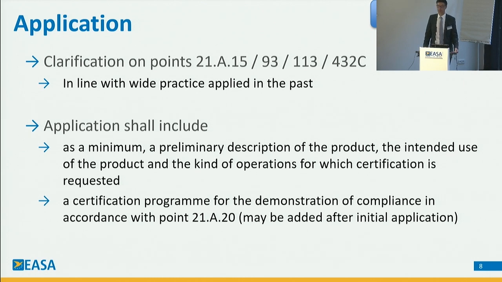If you apply for an STC, for example, you have to explain what is the change to the type certificate that you want to implement by this STC. You don't have to explain the whole product, but this is now the wording from 21A15 when you apply for a new TC or RTC. But in principle, it's the same idea behind. And there's a slightly different wording in 21A93. A certification program for the demonstration of compliance in accordance with point 21A20 may be added after initial application, as explained before.